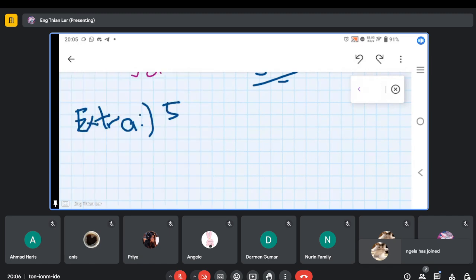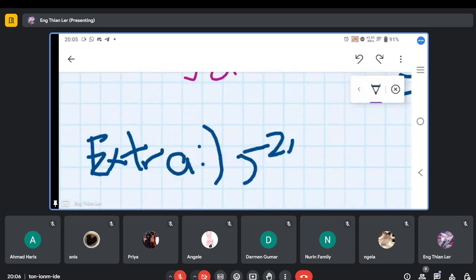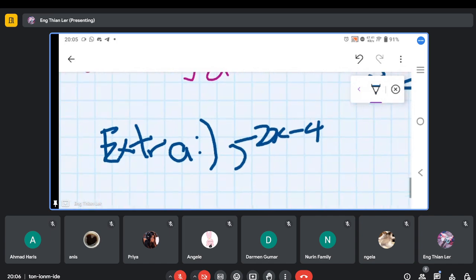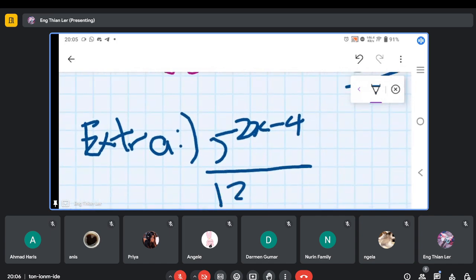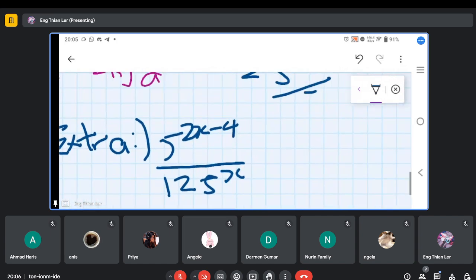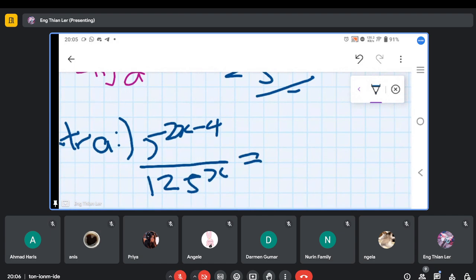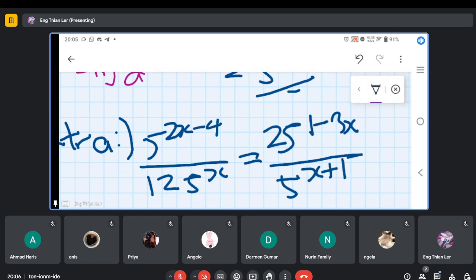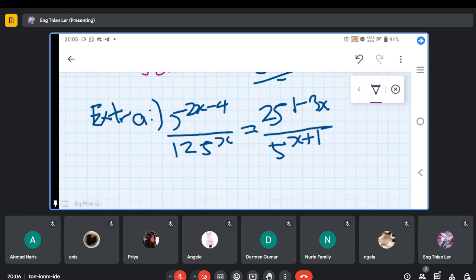I think let me write this in another place. 5 to the power of 2x minus 4 divided by 125 to the power of x, and this equals 25 to the power of 1 minus 3x over 5 to the power of x plus 1. So how do we simplify this? This looks pretty complicated, right?